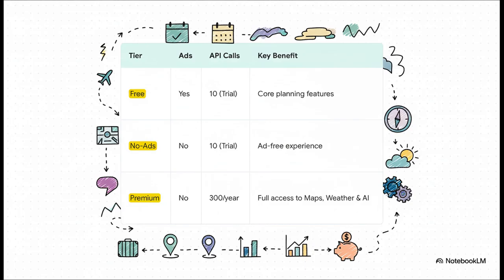So you're probably wondering how all these features work. It's pretty straightforward. The app has 3 tiers. The free version gives you all the core planning tools you need, but it has ads. The no ads tier is, well, exactly what it sounds like. And then there's premium. That gets rid of ads and gives you a ton of credits to use for those advanced features like the map routing and the AI summaries all year long.